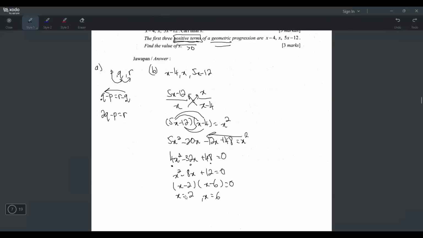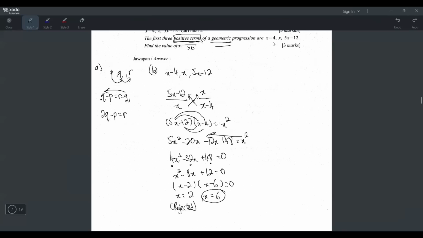So imagine if x is 2. It means that the first term will be 2 minus 4, right? Because x is 2, and you will get negative 2. That doesn't make sense already, because they said these three terms are positive. So I think I have to reject the x equals 2 answer. So the only answer that makes sense here is 6.